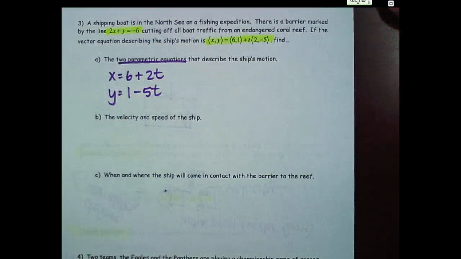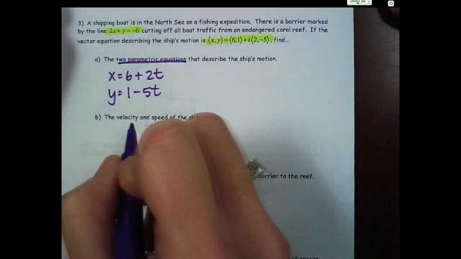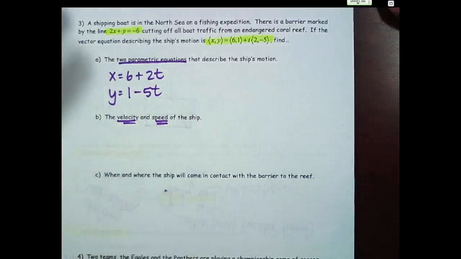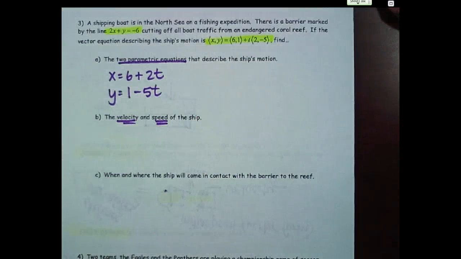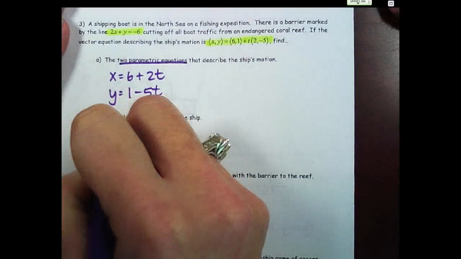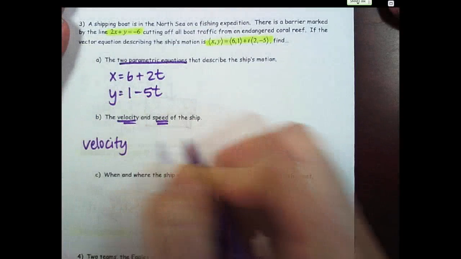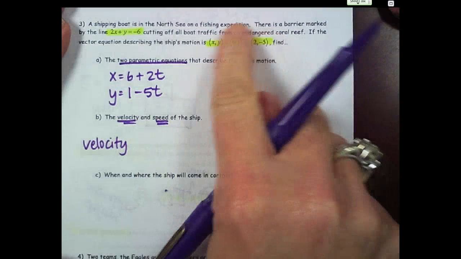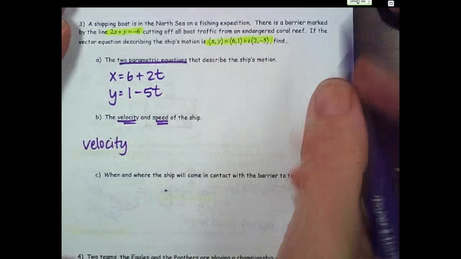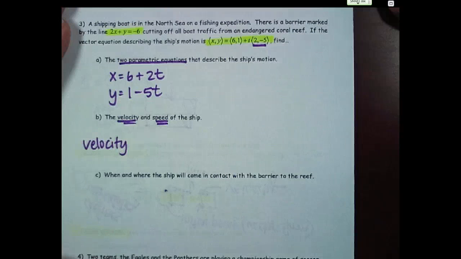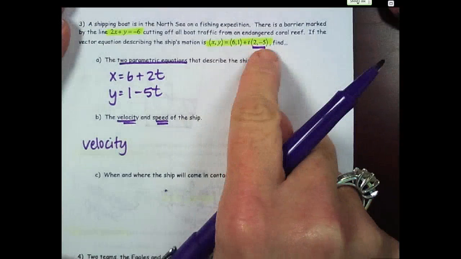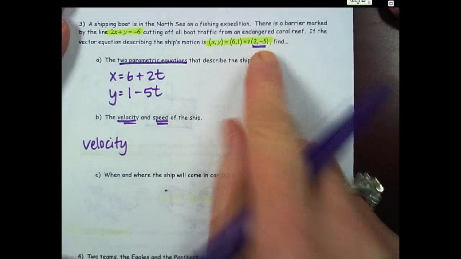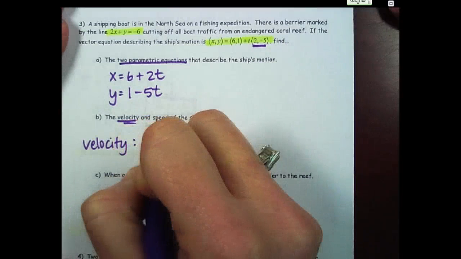So there's your parametric. The next step then is find the velocity and the speed of the ship. Velocity and speed. The velocity is the easy one. You just look at the parametric equation. Looking at this equation up at the top, what's the velocity? Remember, this is my initial point, and this is where I'm traveling, x and y. So it's 2, -5.